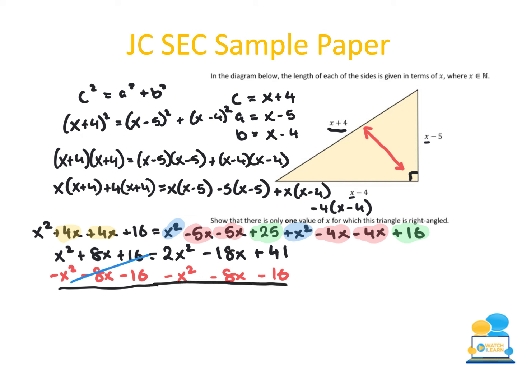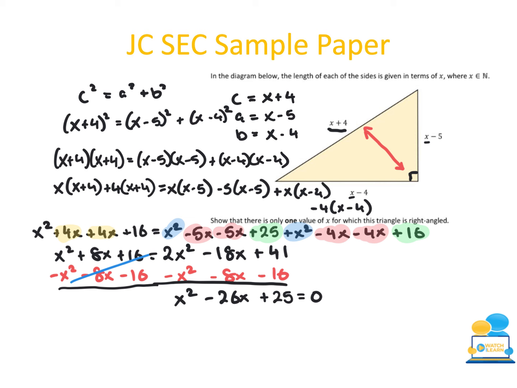And tidying up my right-hand side then, 2x squared minus x squared will give me x squared. Minus 18x minus 8x will give me minus 26x. And finally, plus 41 minus 16 will give me plus 25. And that is equals to 0. Okay, so there's my quadratic: x squared minus 26x plus 25 equals 0.